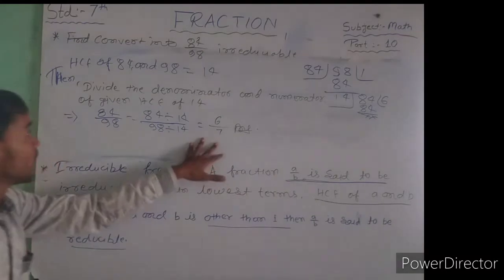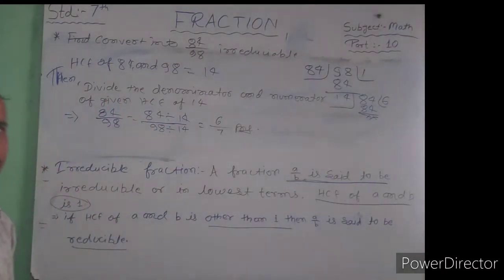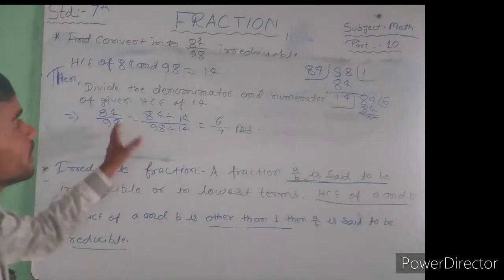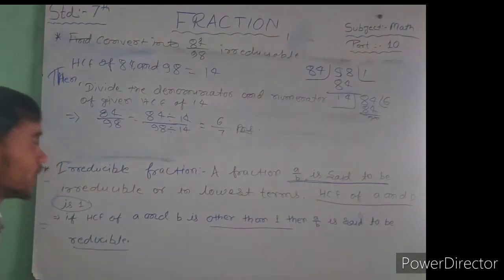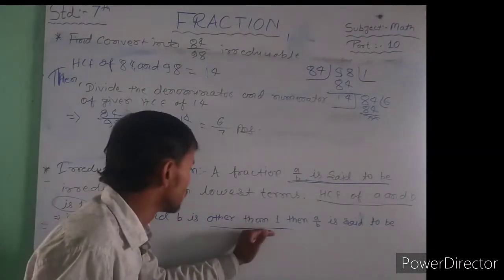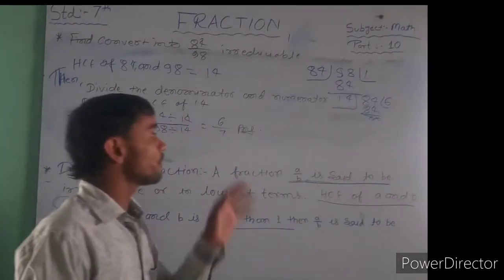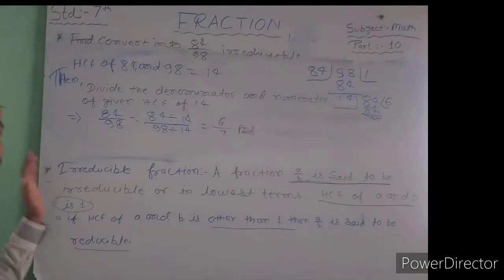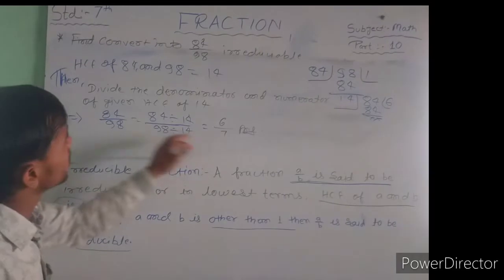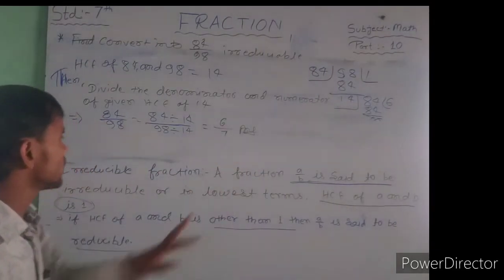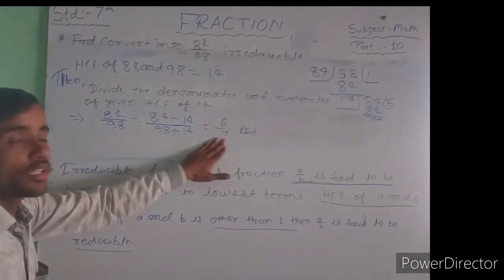So that's your answer. It means if in your exam or your exercise it says convert that fraction, and after that your HCF is other than 1, that's reducible. And if the HCF of A and B is equal to 1, then that is an irreducible fraction. So that's converting to an irreducible fraction. It means other than 1 does not come in that answer. So that's the reducible fraction.